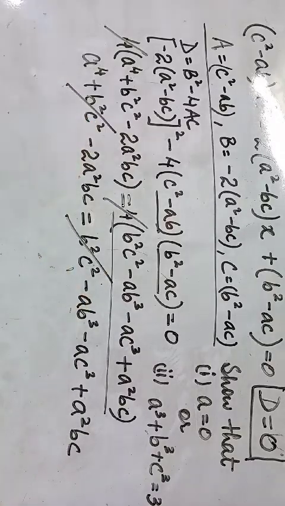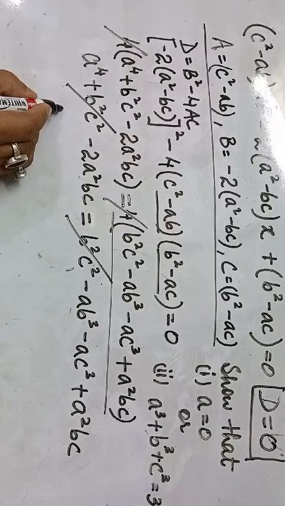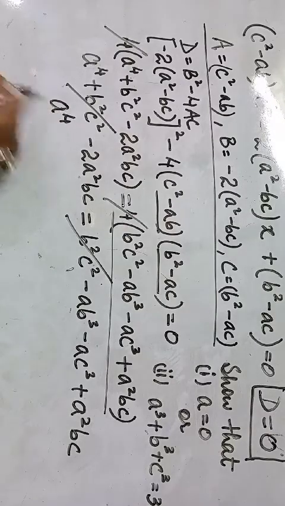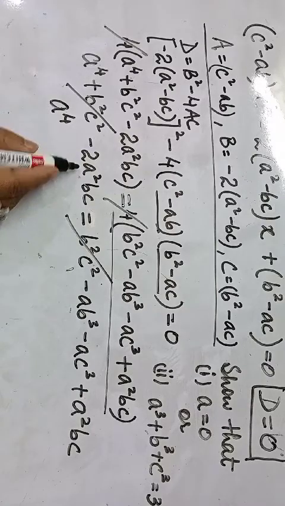This term and this term, children, they are the same terms with the same sign but on the opposite sides of the equal to sign, therefore they get cancelled. So you are left with a to the power 4 here. Then will this also get cancelled with something on the right side?